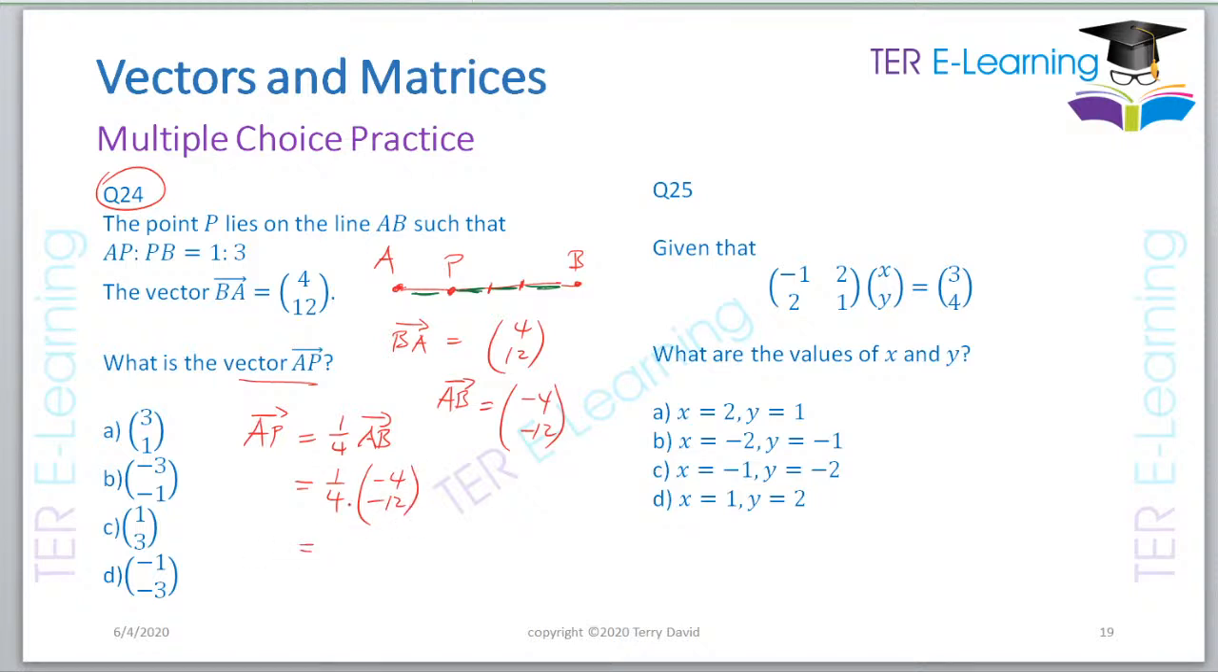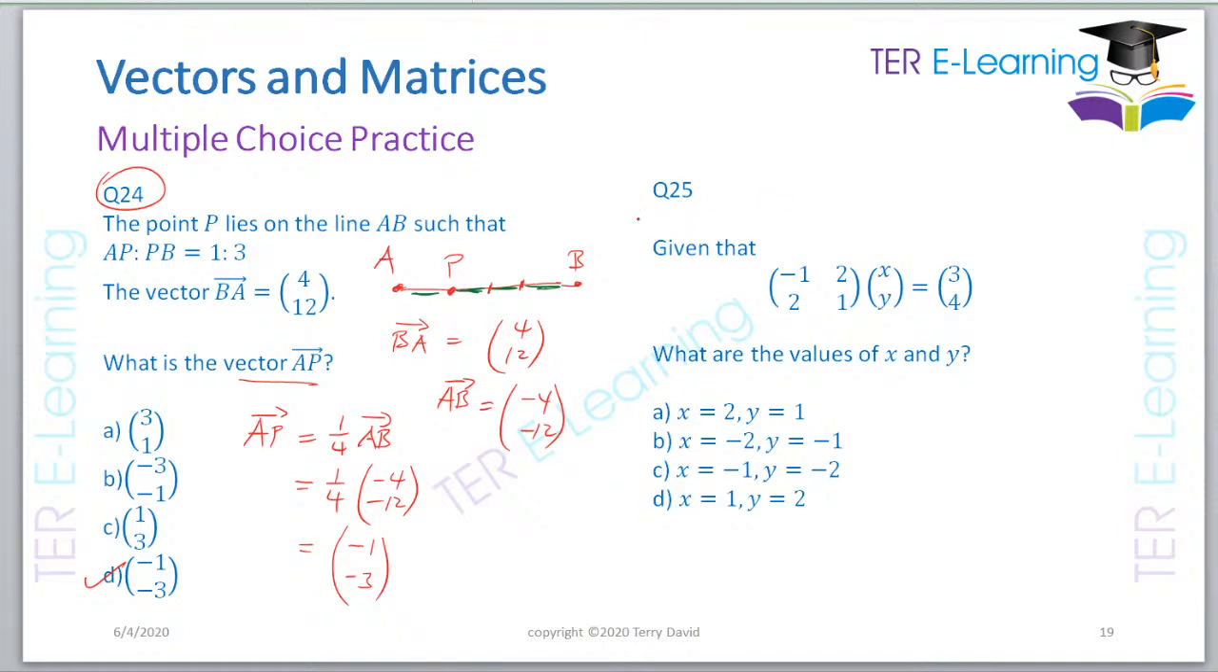Right? This is a scalar multiplication. So a quarter by -4 gives me -1. And then a quarter by -12 gives me -3. So the answer is actually D. Alright, so I see a lot of you all got D. Great. Alright, this was a little tricky one, but the answer is D.